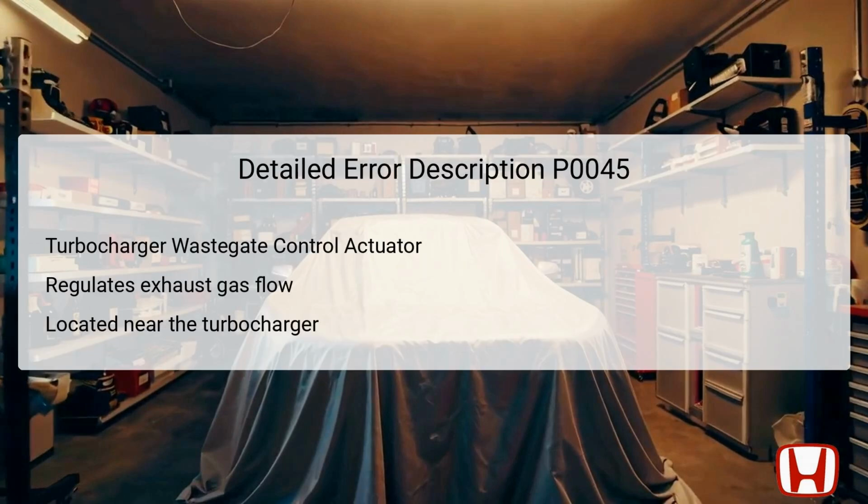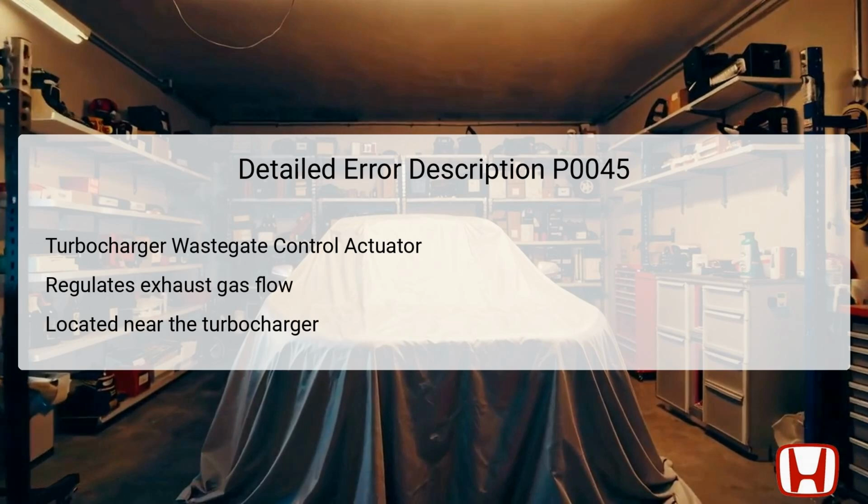The DTC P0045 specifically refers to a malfunction in the turbocharger wastegate control actuator circuit. The actuator is responsible for controlling the wastegate, which manages the flow of exhaust gases into the turbocharger turbine. By regulating this flow, it ensures optimal boost pressure, enhancing the engine's performance.